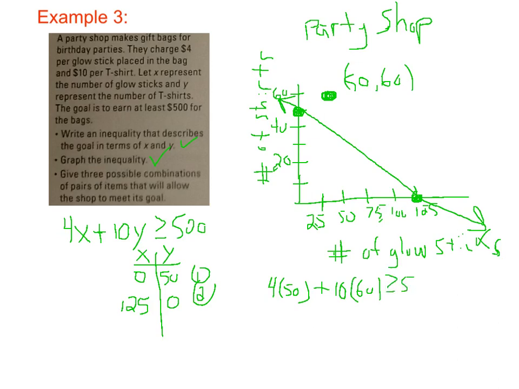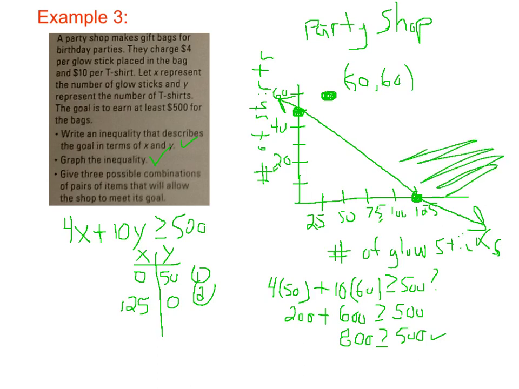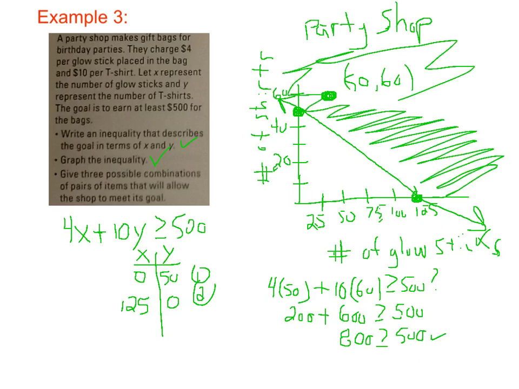Is this going to give us a true statement? Is that greater than or equal to 500? Well, 4 times 50 gives us 200. 10 times 60 is 600. And is 800 greater than 500? And it is. So this point checks out. That means we can shade everything above. So another point that would satisfy this is 50, 60.